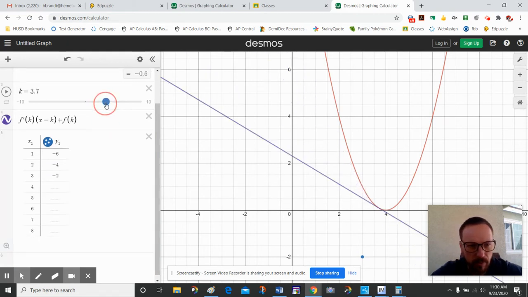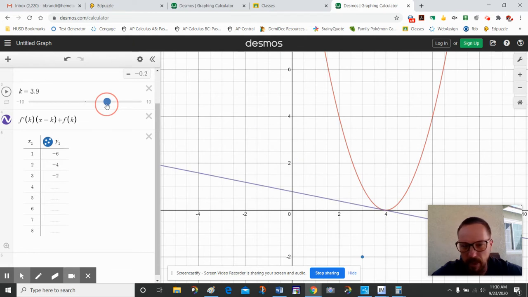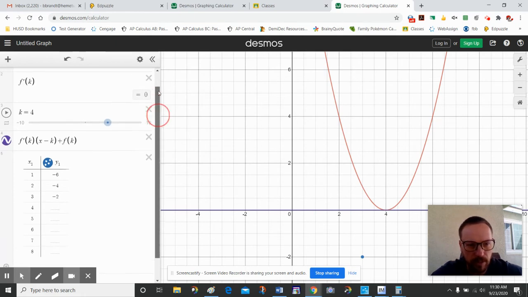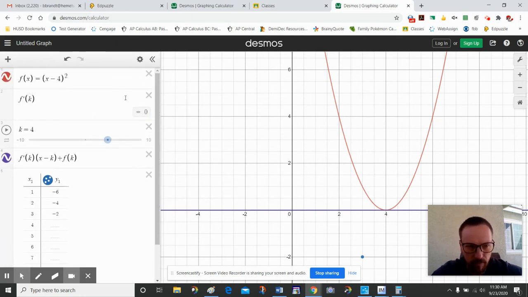And the closer we get to 4, the flatter it gets. I mean, 3.9, pretty darn flat. But then at 4, it's hard to see right there, but it's right there on the x-axis. It's right on it. So we have that right there at 4. And then we look right here, it's showing that f prime of 4 is 0. And so we have 0 right there.